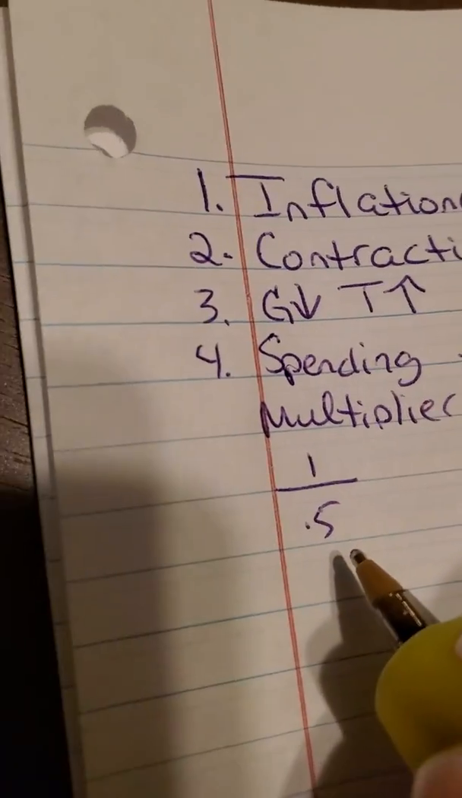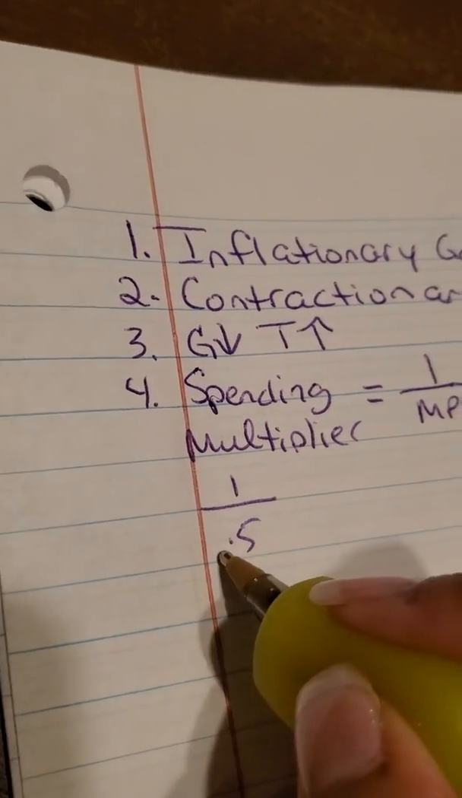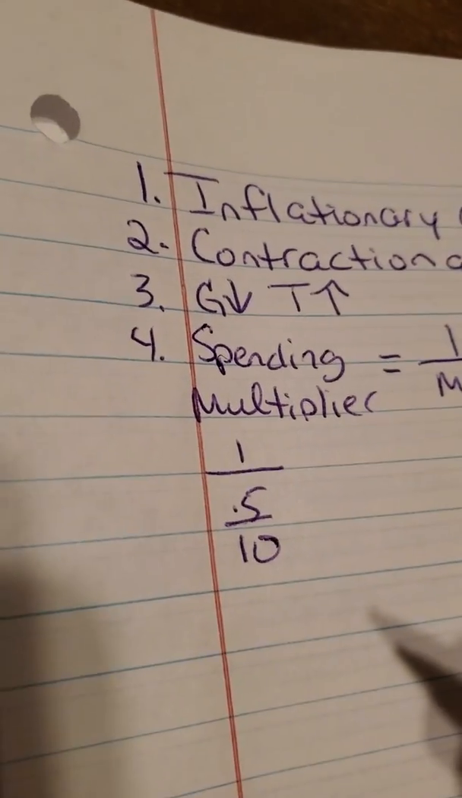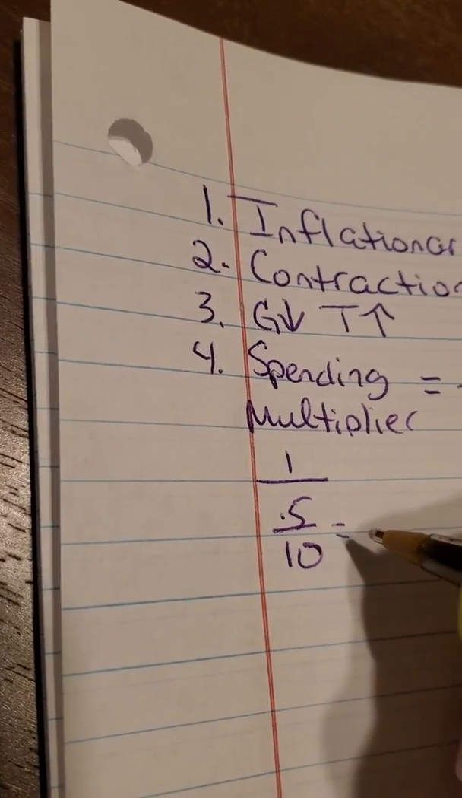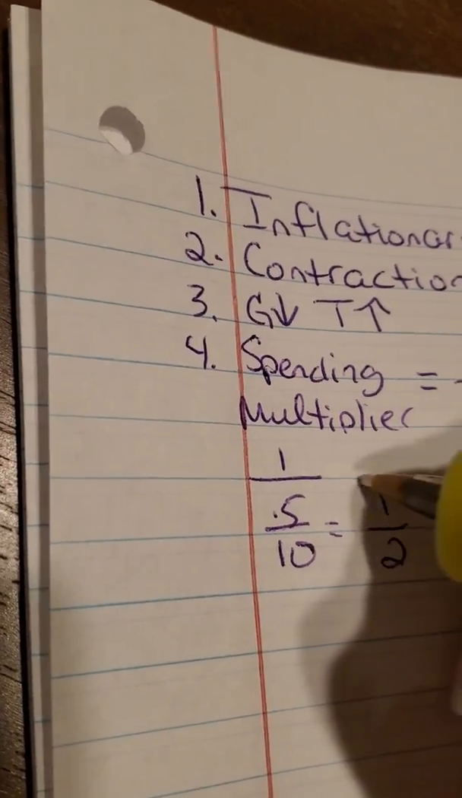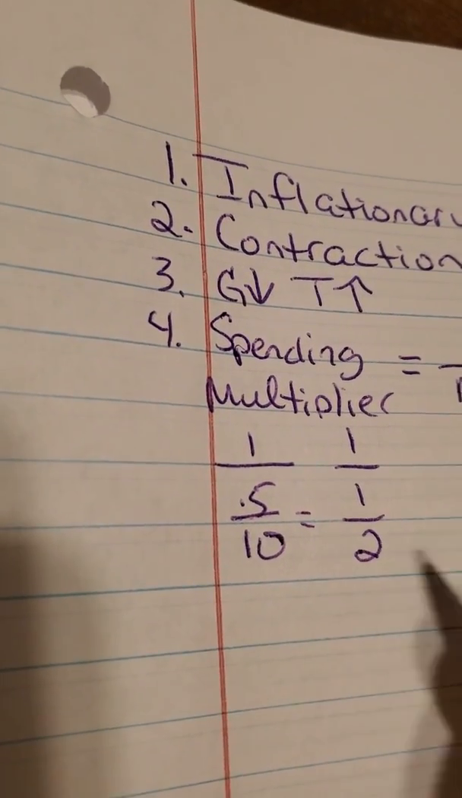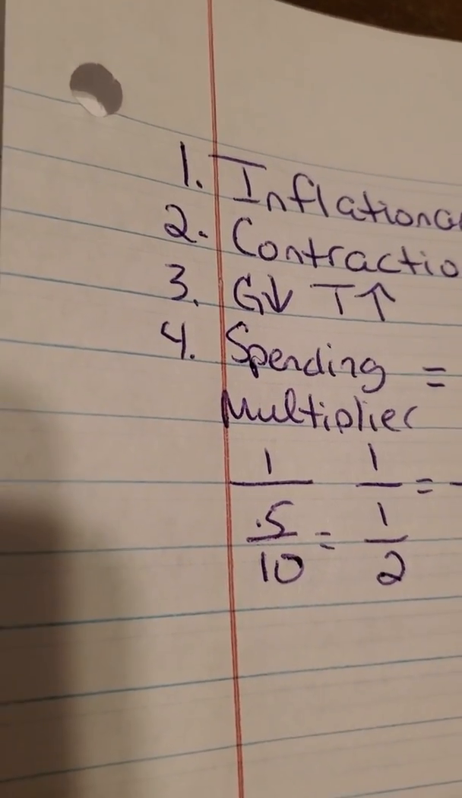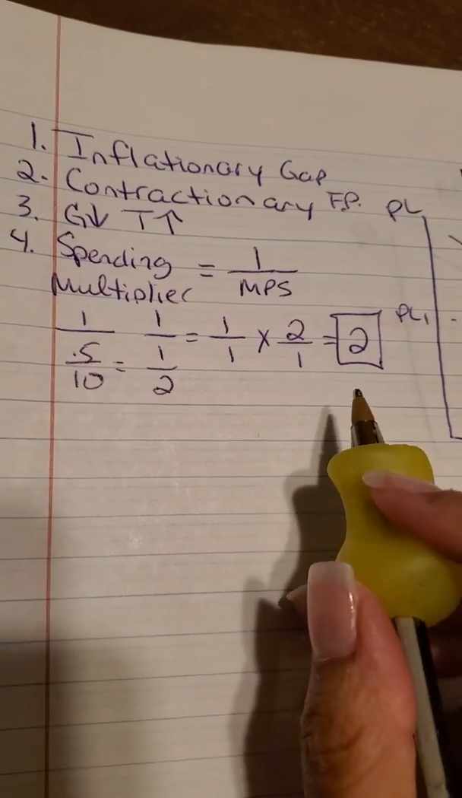Again, we cannot have a decimal in the denominator, so we need to turn it into a fraction and get it out of there. The 5 was in the 10th place, that's why we put it over 10. And can we reduce? Yes, we can reduce to 1/2. So again, we still have a fraction. We need to get rid of it, do the whole reciprocal deal. So 1 over 1 times 2 over 1 gives us a spending multiplier of 2.